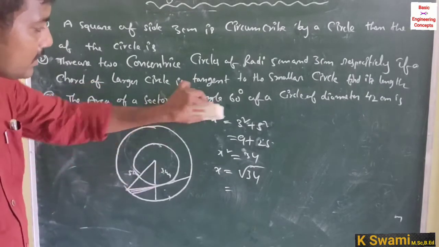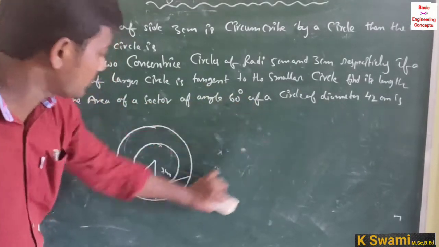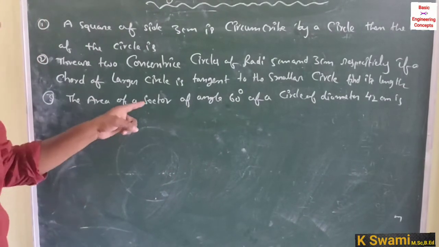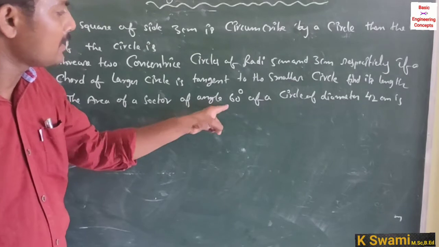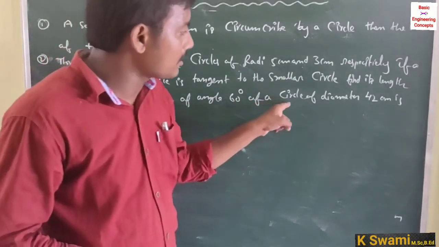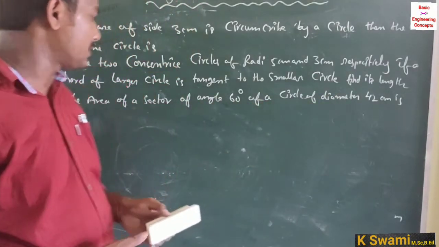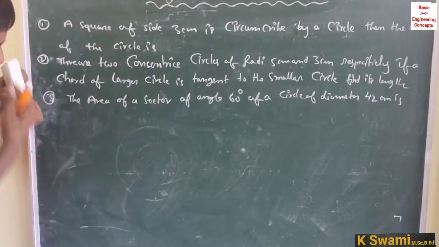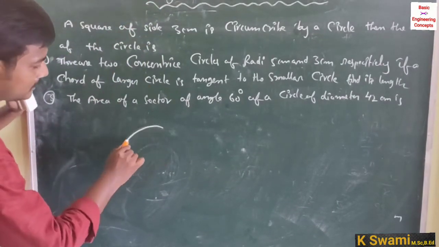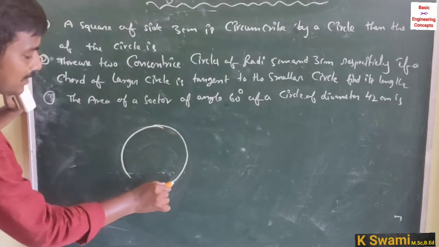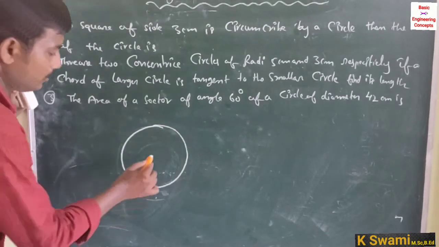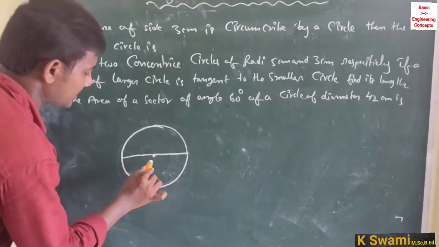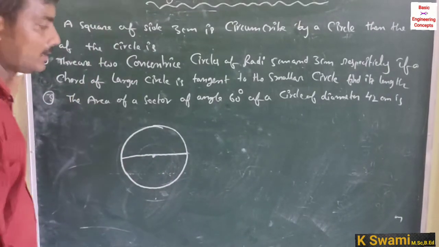Another question in 2018: the area of a sector of angle 60 degrees of a circle of diameter 42 centimeters. Suppose this is a circle and the diameter of the circle is 42 centimeters.